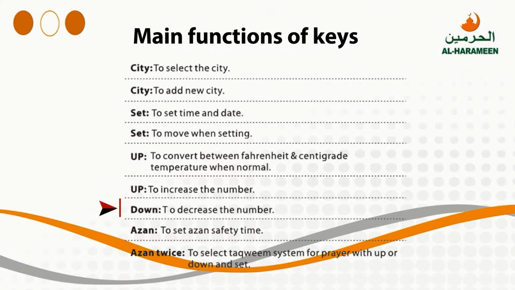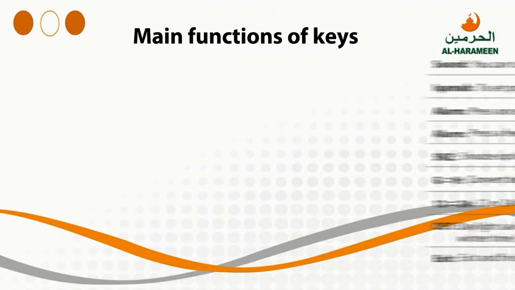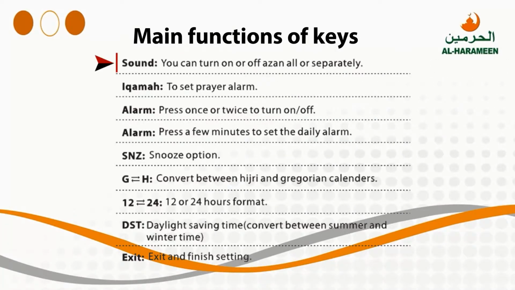Down, to decrease the number. Azan, to set Azan safety time. Azan twice, to select taqweem system for prayer with up or down and set. Sound, you can turn on or off Azan all or separately. Iqamah, to set prayer alarm. Alarm, press once or twice to turn on or off. Alarm, press a few minutes to set the daily alarm.